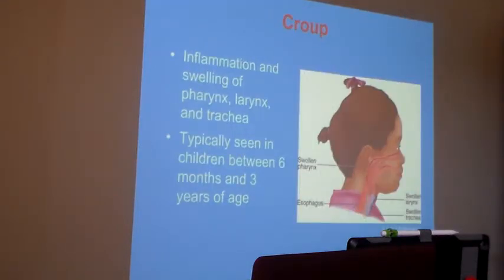Croup. This is one of the ones we always like to talk about with kids. You'll see it between 6 months and, it says, 3 years, but I've actually seen it up to 5 or 6 years. What this is, is inflammation or swelling of the pharynx, larynx, and the trachea. And this is a significant upper airway obstruction. Okay, everything up to the level of the epiglottis is upper airway.